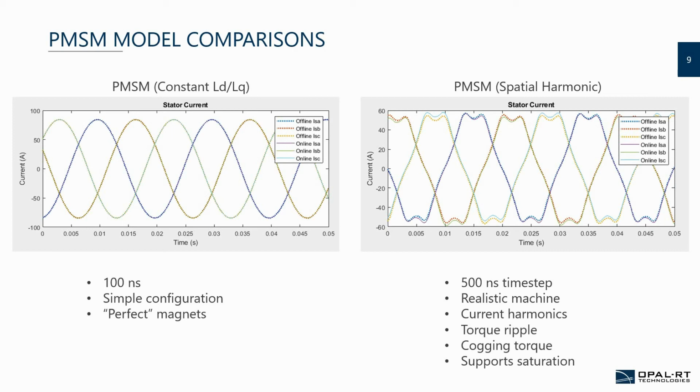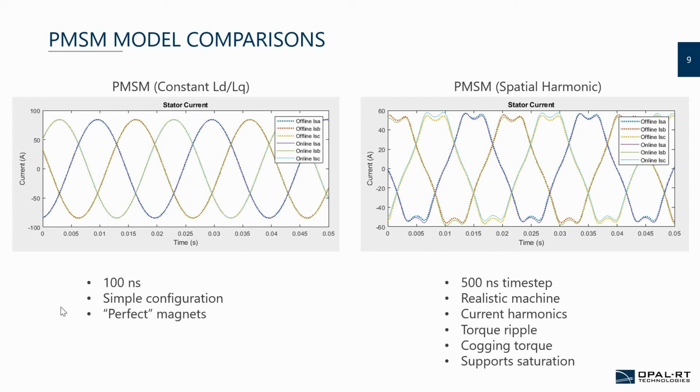By comparison with the Spatial Harmonic version, we can see portions of the waveform that have distortions. This is much more realistic to how currents are impacted by magnet shape and position. With this level of fidelity, you can start to test how your controller reacts to current harmonics, torque ripple, cogging torque, and saturation.